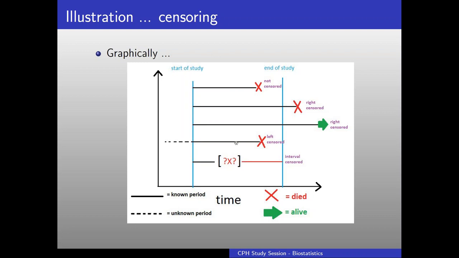This next one is left censoring. So his time started somewhere over here, but we weren't observing him then, and then eventually he died during the study. So this is a left censored observation. And then the last observation, we were observing him, but something happened where we couldn't observe the exact time that this person died in here, but this person did die. This is known as interval censoring.